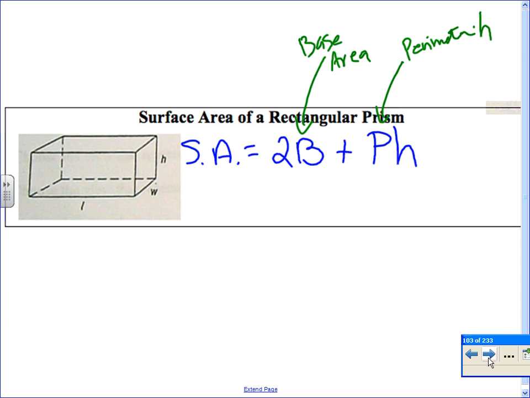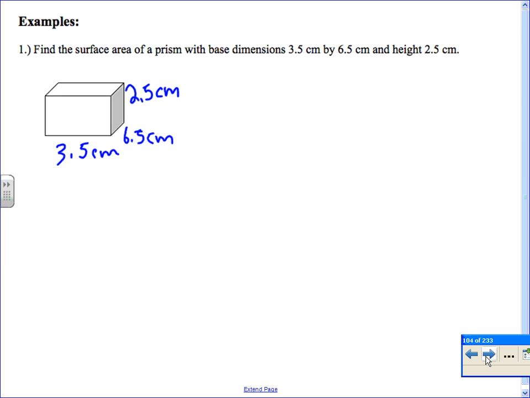What does what say? Perimeter of the base times height. Okay, so I'm going to do probably 2 examples with you and have you guys try one. So let's start with the first one. It says to find the surface area of a prism with base dimensions of 3.5 centimeters by 6.5 centimeters and a height of 2.5 centimeters.